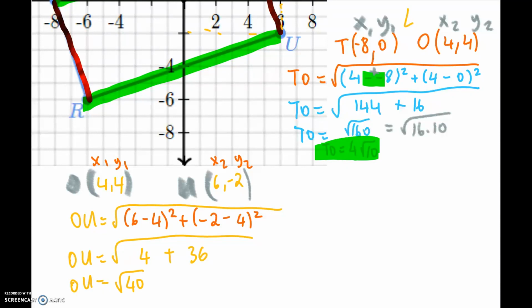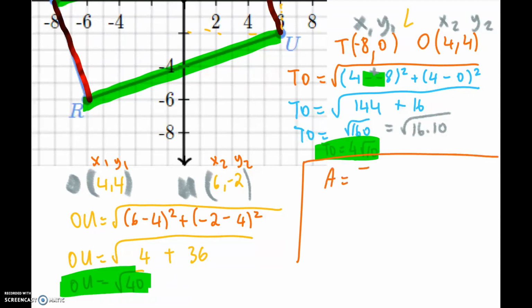All right. Now, final step. You know what TO is. You know what OU is. I think we can finish the problem. So the area is TO, which is your length, times OU, which is your width. TO was 4 radical 10 times OU. I did not simplify that. Let's simplify right here. Radical 40.